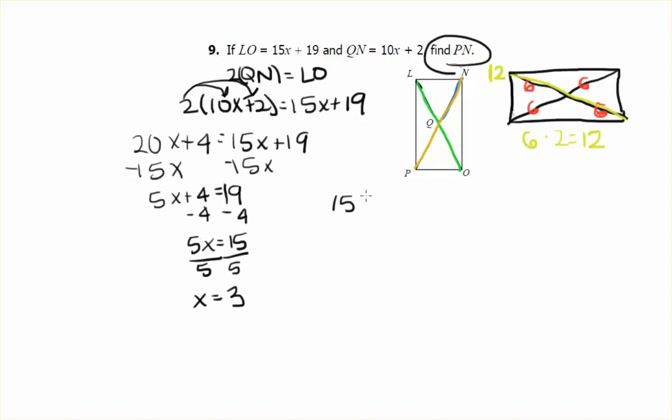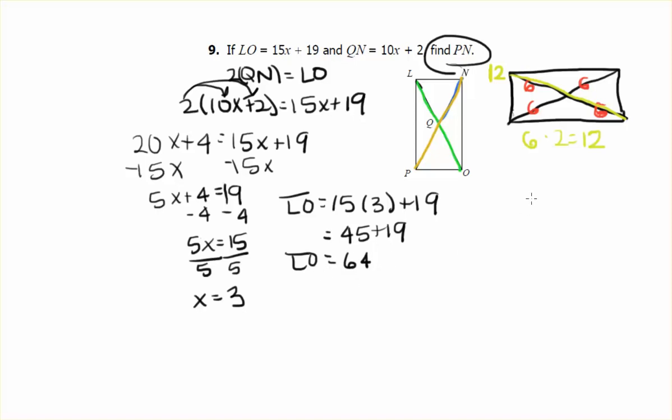So you could say 15 times 3 plus 19. So that's LO again. So 15 times 3 is 45. Plus 19, and that gives you that LO is 64. So remember, the diagonals are congruent, so that would also be your length of PN.